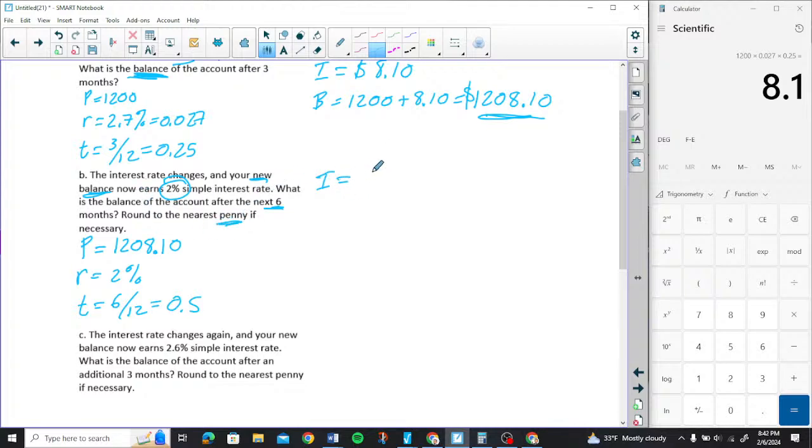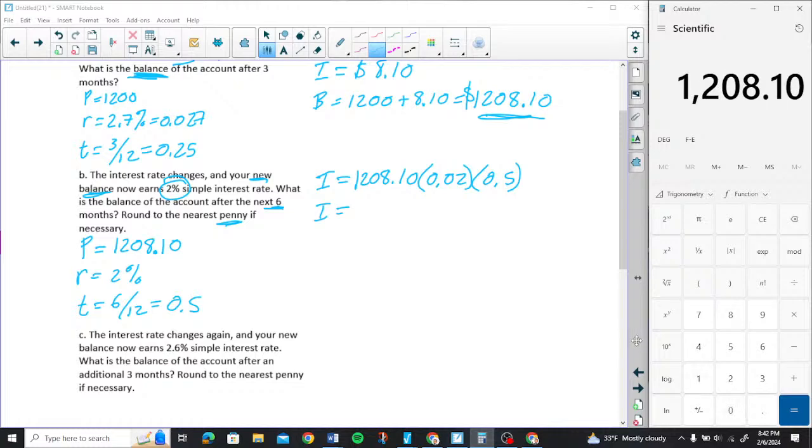So to get our new balance, we need to find our interest first. So we have $1,208.10 times 2% times a half. So 1208.10 times 0.02 times 0.5. That gives me $12.08 for interest. I ignore the 1 because I want the nearest penny.